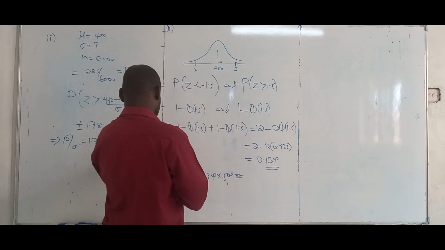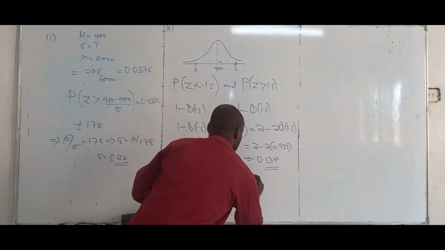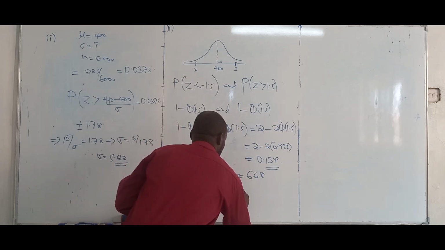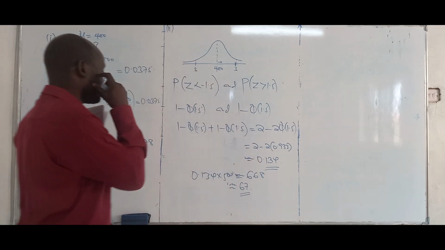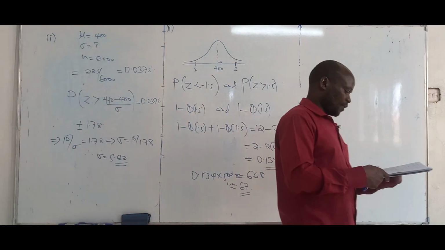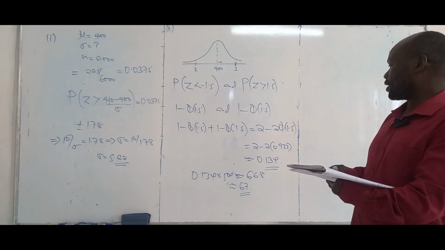66.8. So you can choose 67. So that's the answer. That's the number of packets that are required according to that particular question. So that marks the end of it.